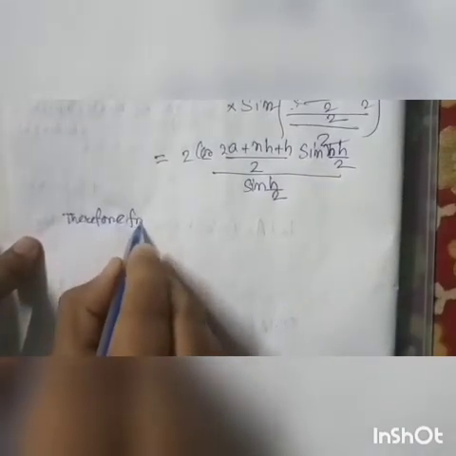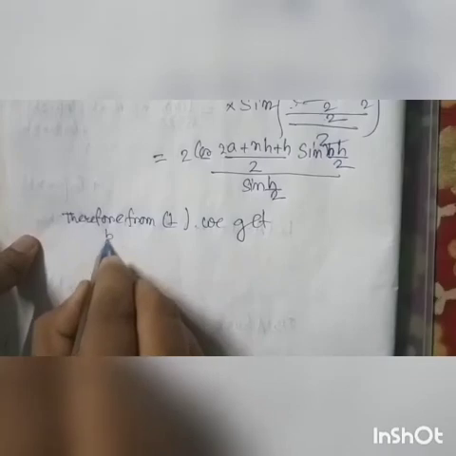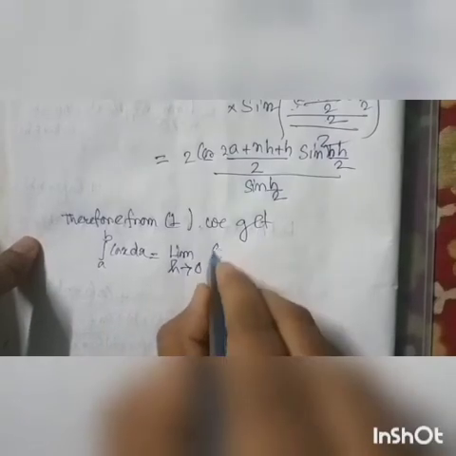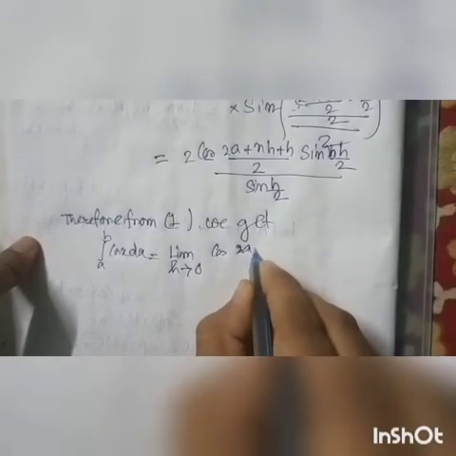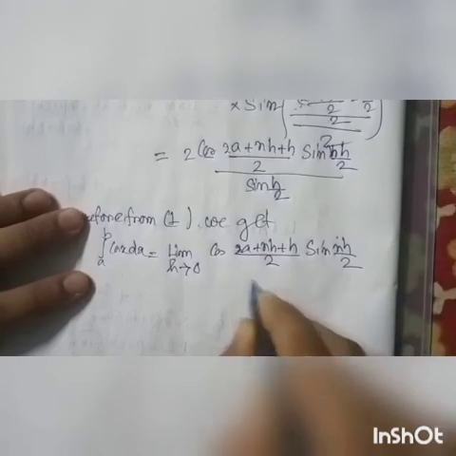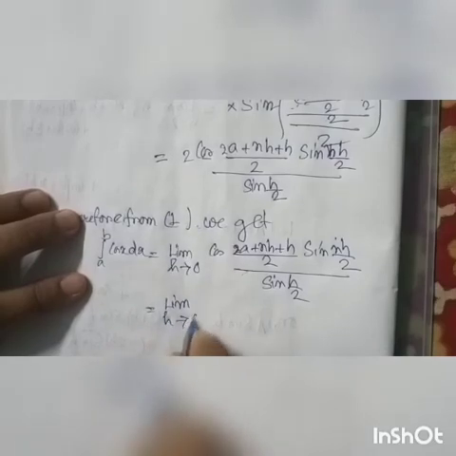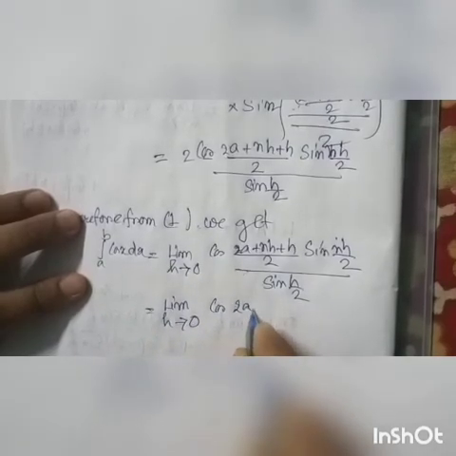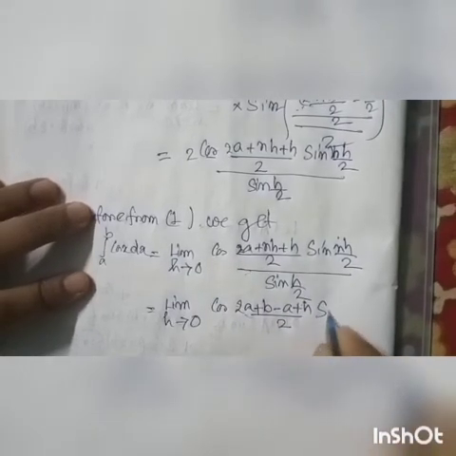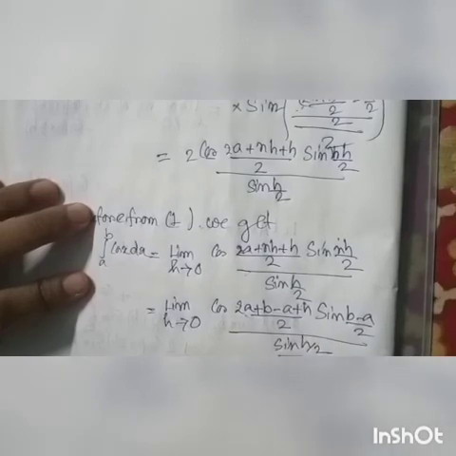Therefore, from number 1 we get integration a to b cos x dx equal to limit h tends to 0 of cos(2a+nh+h/2) sin(nh/2) by sin(h/2), equal to limit h tends to 0 cos(2a+(b-a)+h/2) sin((b-a)/2) by sin(h/2) by h.